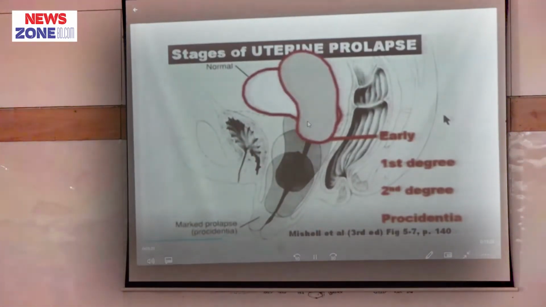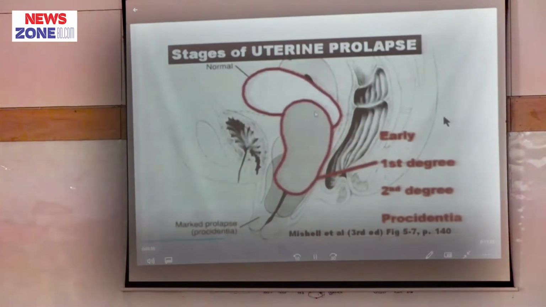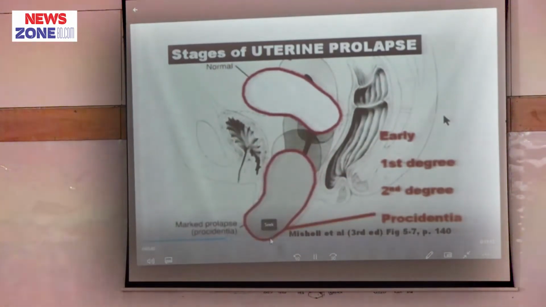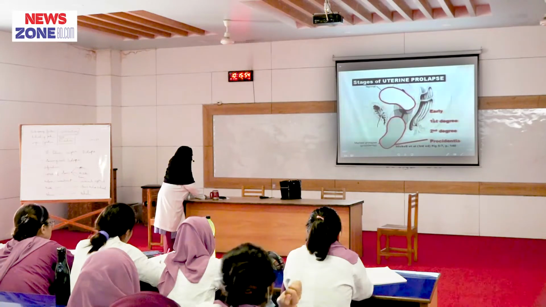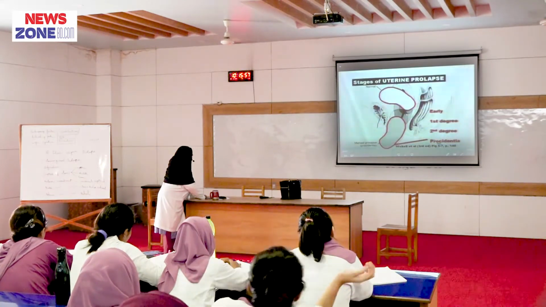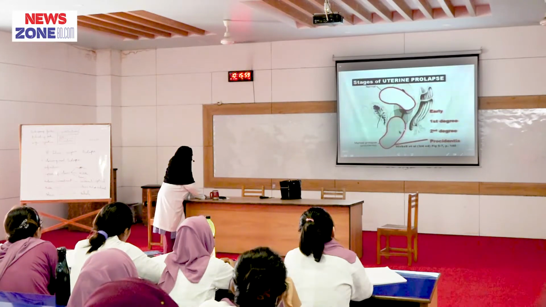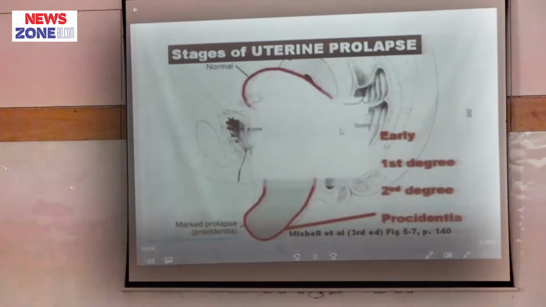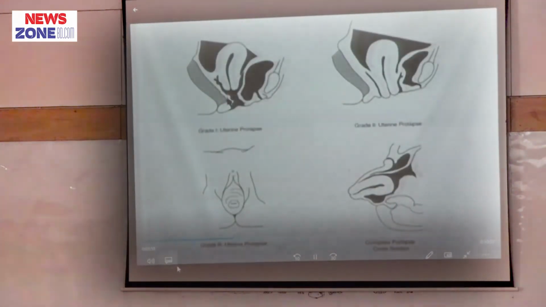You see there is the normal position. Here the uterus is in normal position and it is going down. If it is completely outside, then it is called procidentia. If it is just displaced but within the vaginal cavity, it is an early stage. If it is between the hymen and the external os level, that is the ischial spine level, then it is called second degree. So there is first degree, second degree and third degree of the uterine prolapse.